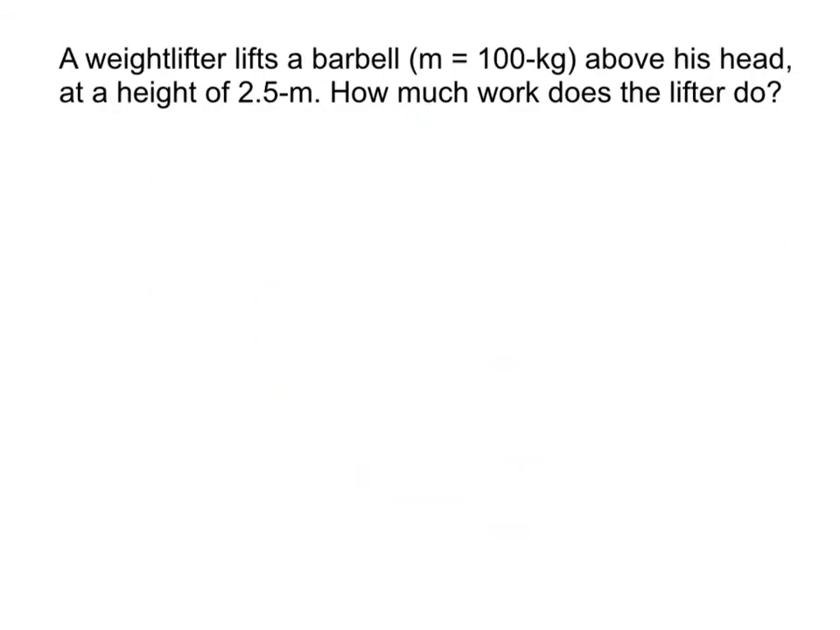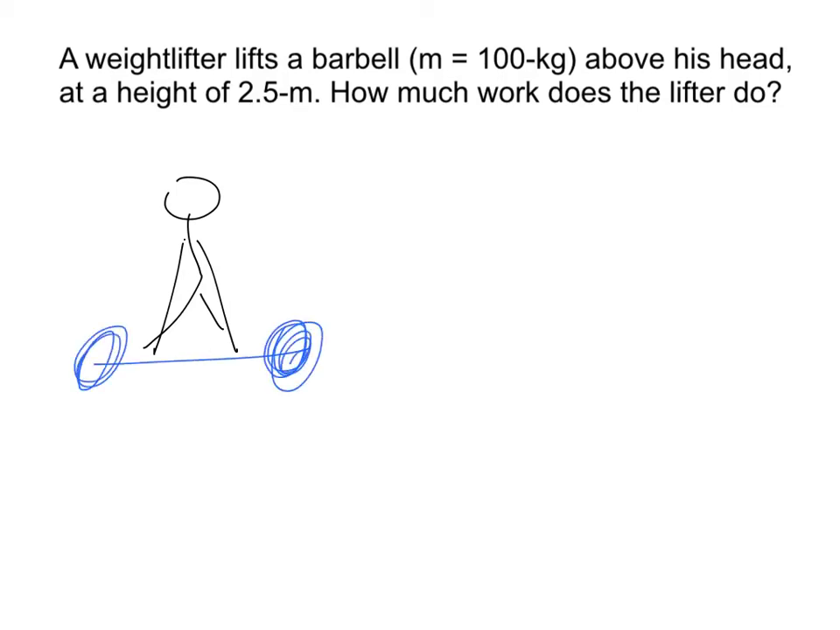Not too bad. Another one: a weightlifter lifts a barbell, mass equals 100 kilograms, to a height of 2.5 meters. That's about the height above someone's head. How much work does the weightlifter do? So we have the weightlifter with the really long arms, lifting this barbell. The mass is 100 kilograms. And so this is before. What force does he have to apply to lift it? Remember, this is just the mass. So, free body diagram real quick, the downward force is the weight, right, mg. So he has to apply a force equal to that in order to lift it.